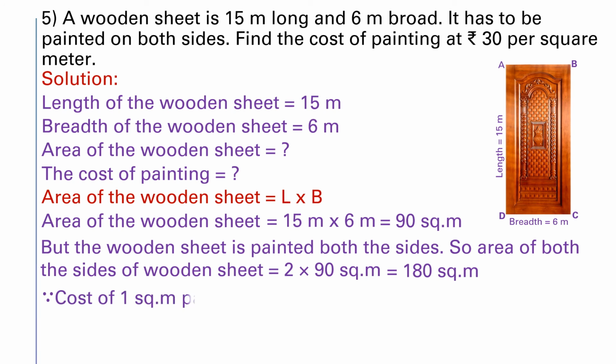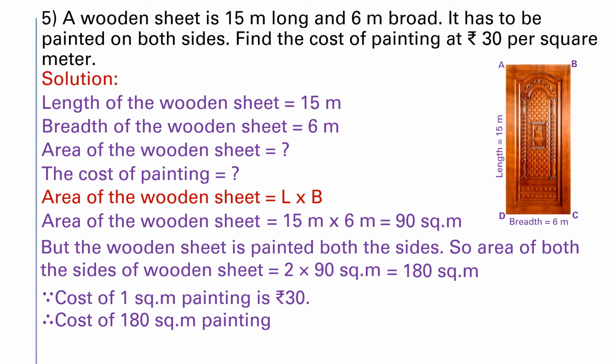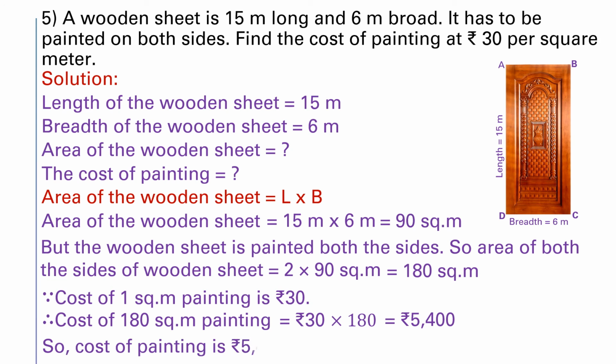Since cost of 1 square meter painting is Rs 30, therefore cost of 180 square meter painting is equal to Rs 30 multiplied by 180. Now do the multiplication. We get Rs 5400. So the cost of painting is Rs 5400.